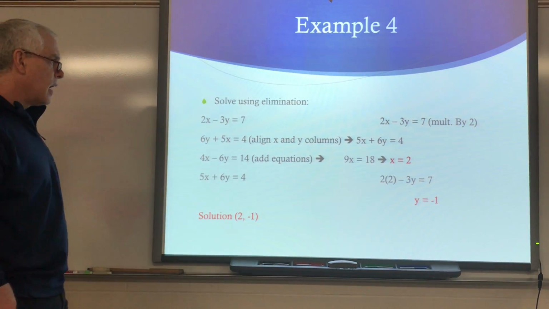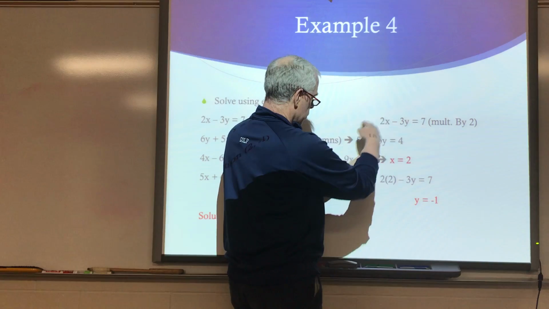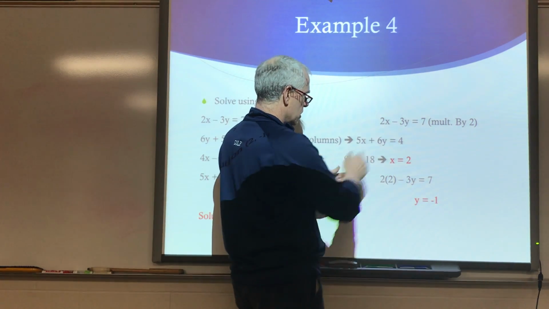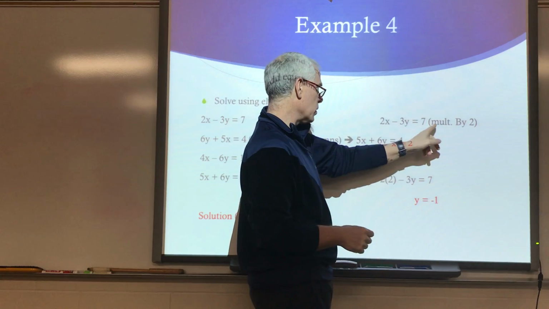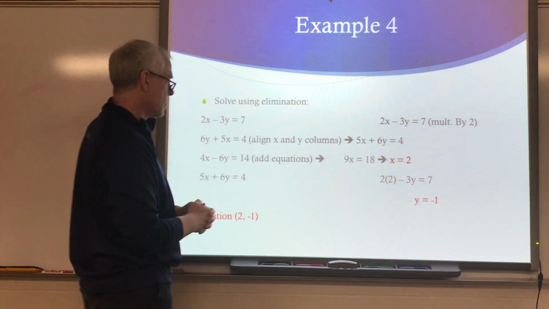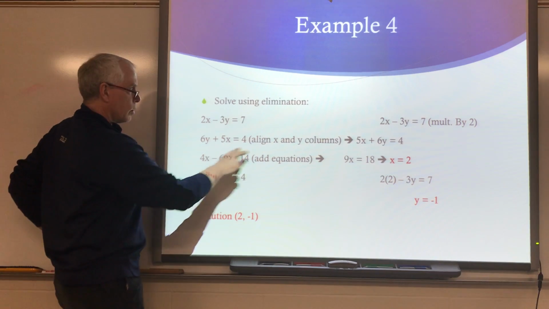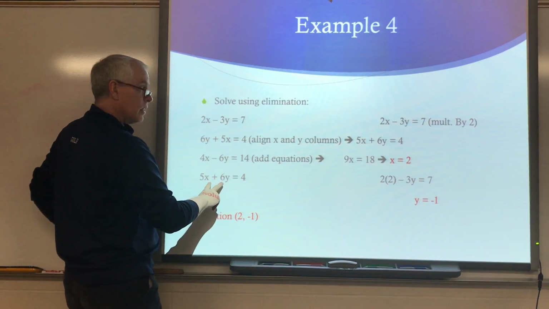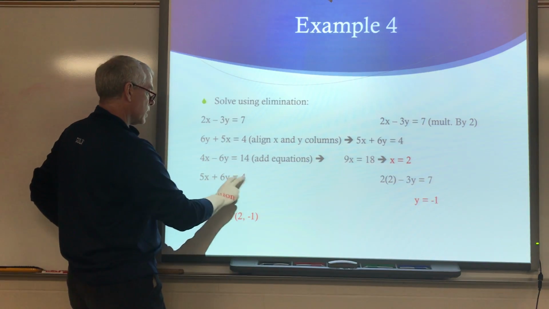Then, if you look at these two equations, 2x and 5x aren't the same, 3y and 6y aren't the same. But if I multiply this first row by 2, then I'll get a 6y and a 6y, and the y's will match up. So I'm going to multiply the first row by 2 and get 4x minus 6y equals 14. And I'm going to leave the second row the same, 5x plus 6y equals 4.